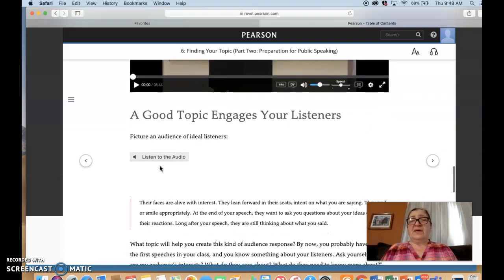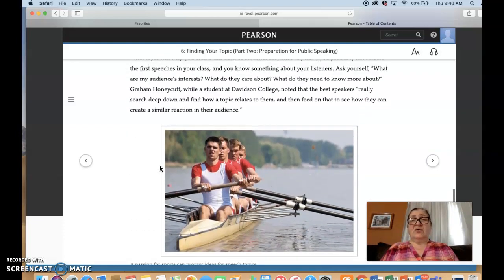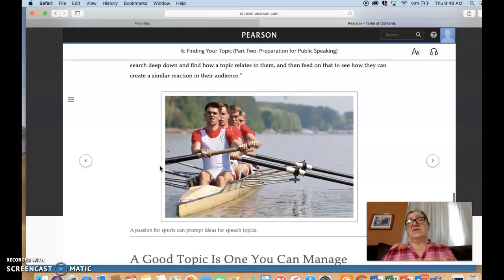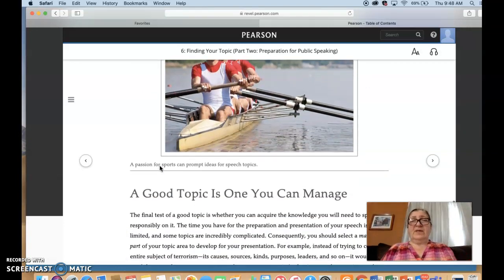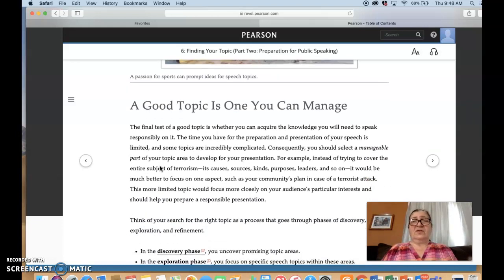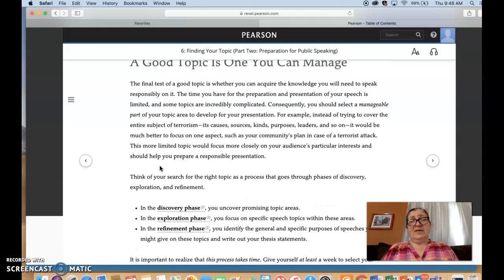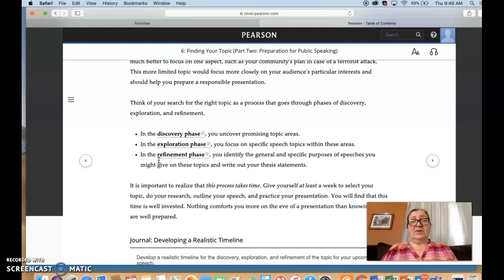So a good topic is one that engages your listeners, of course. So you need to think deeply and think outside of the normal realm of things that you do in college, something that you do outside of class, something that has to do with your family, with your ancestors, with your interest area. And finally, the third point is something that you can manage. It needs to be doable, it needs to be manageable, researchable.